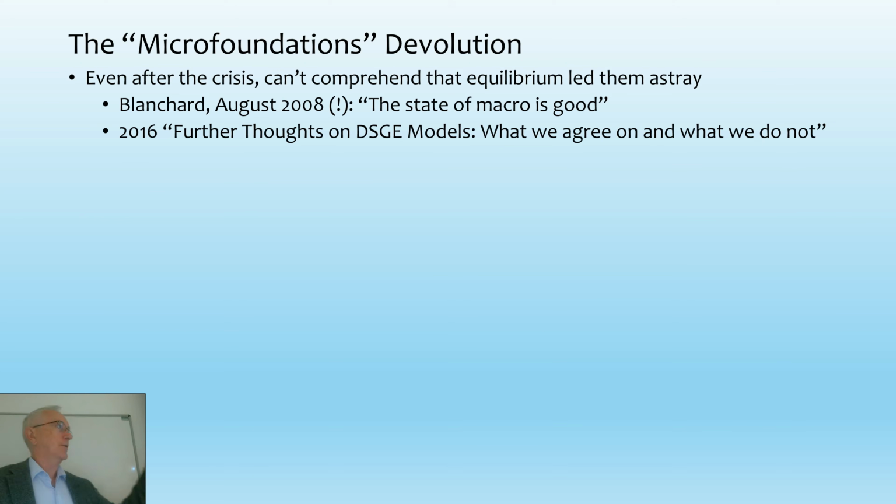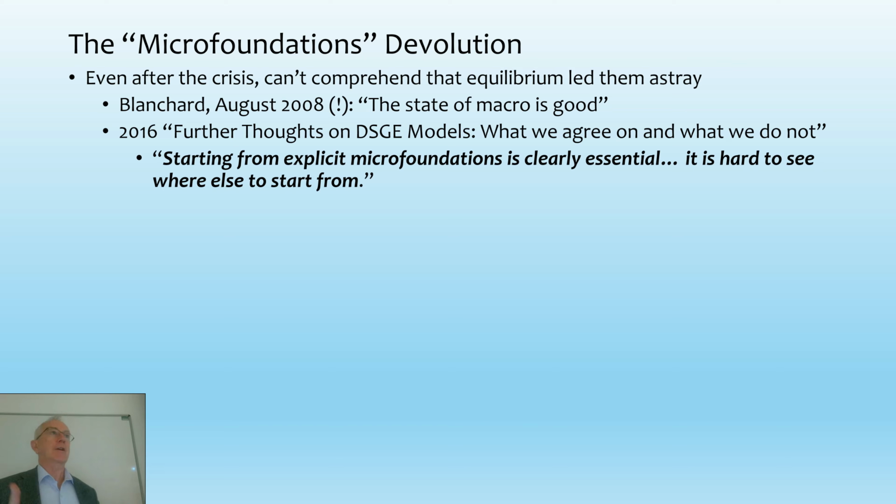And then at least Olivier has reconsidered his position to some extent, but it's incredibly hard for him to move away from thinking in the same equilibrium microfounded terms. So he had a set of papers discussing what can we do to bring about a decent macro after the failure of the financial crisis. And he says, well, we have to start from explicit microfoundations. Why? It is hard to see where else to start from. Okay. That's not a convincing foundation.